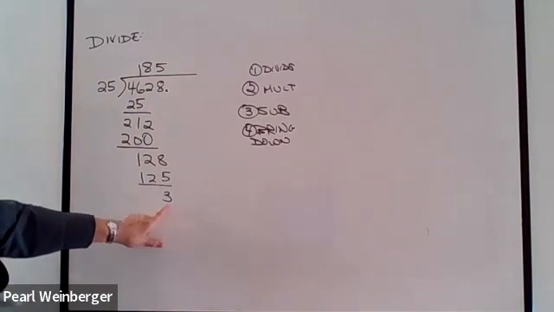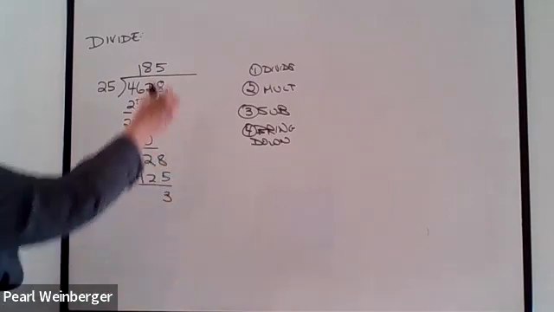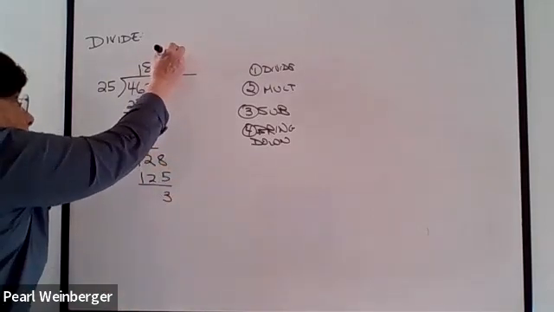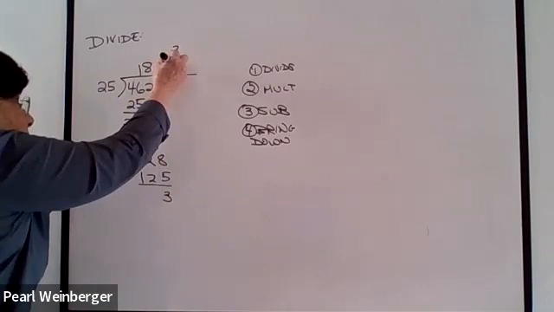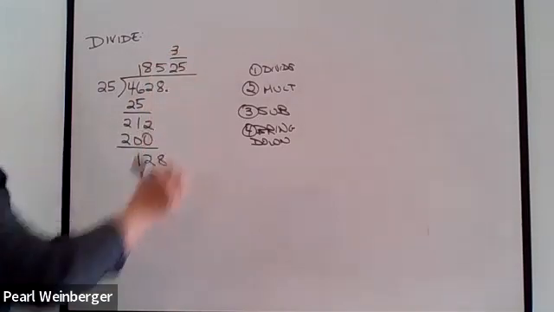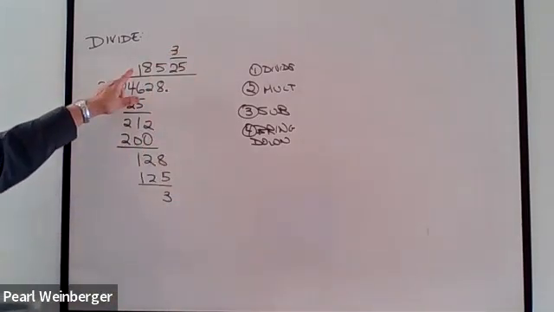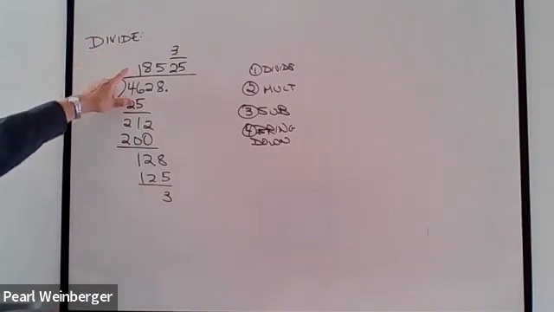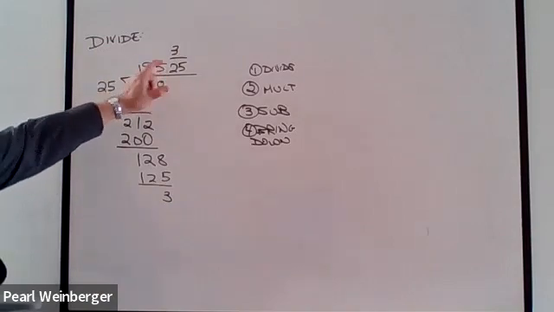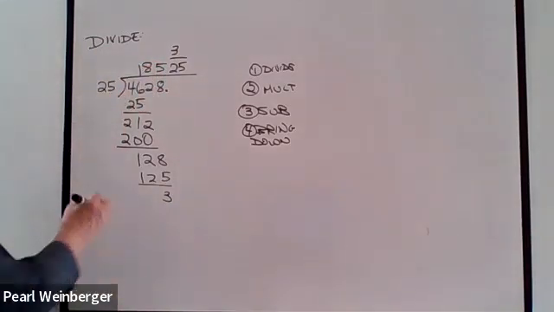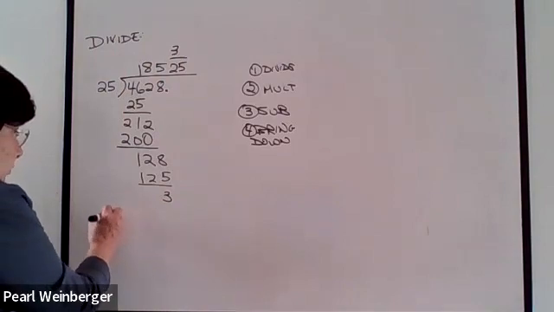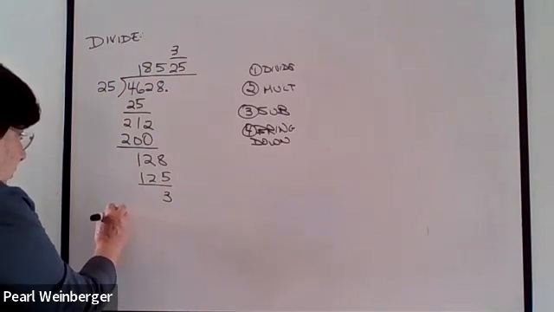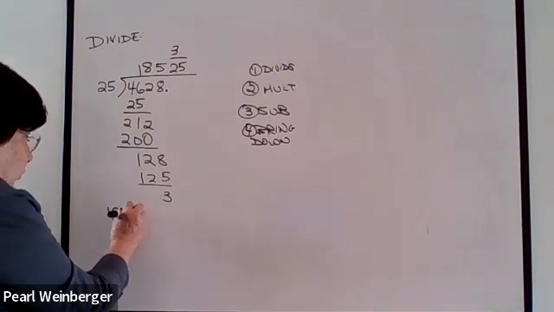The last number is called the remainder. And I put it over the divisor. This is called division with remainder. So my final answer becomes 185 and 3 over 25, or alternatively, we could write my answer as 185 with a 3 over 25 next to it.